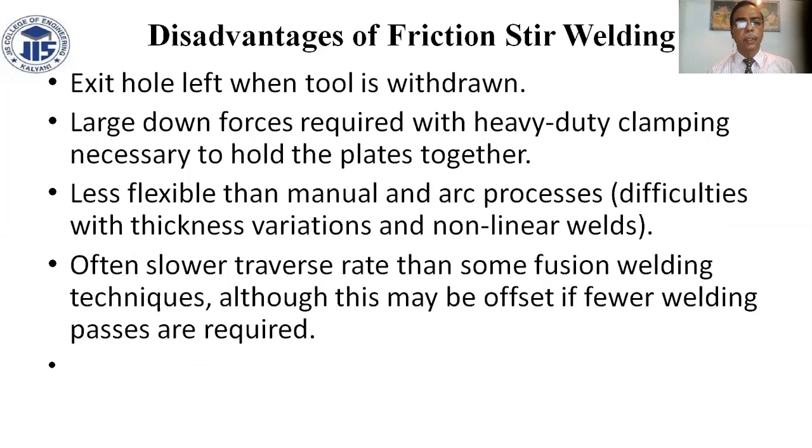Disadvantages of friction stir welding: an exit hole is left when the tool is withdrawn. Large downforce is required with heavy duty clamping necessary to hold the plates together. It is less flexible than manual and arc processes, with difficulties with thickness variation and non-linear welds. It often has a slower traverse rate than some fusion welding techniques, although this may be offset if fewer welding passes are required. These are the disadvantages of friction stir welding.